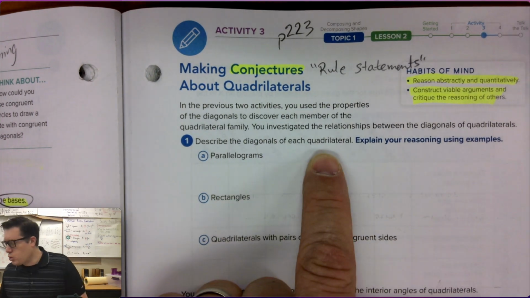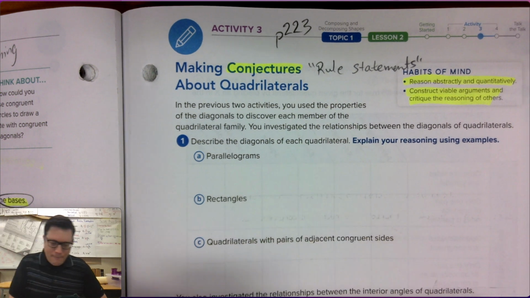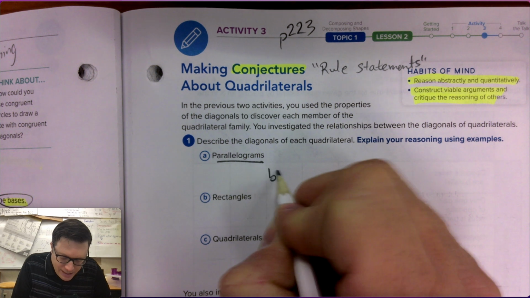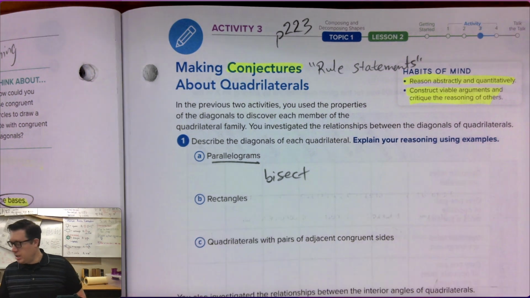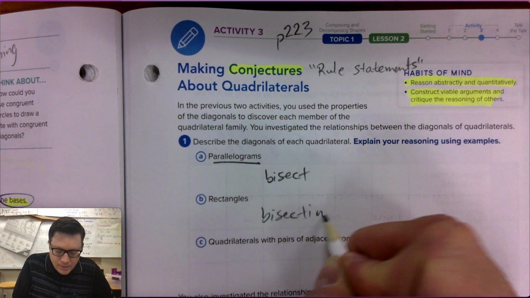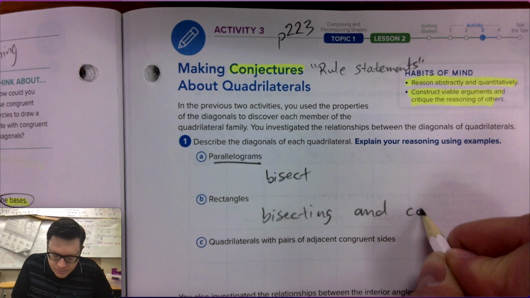Describe the diagonals of each quadrilateral. The diagonals of each quadrilateral, they bisect. In parallelograms, diagonals bisect each other. In rectangles, they are bisecting and congruent.